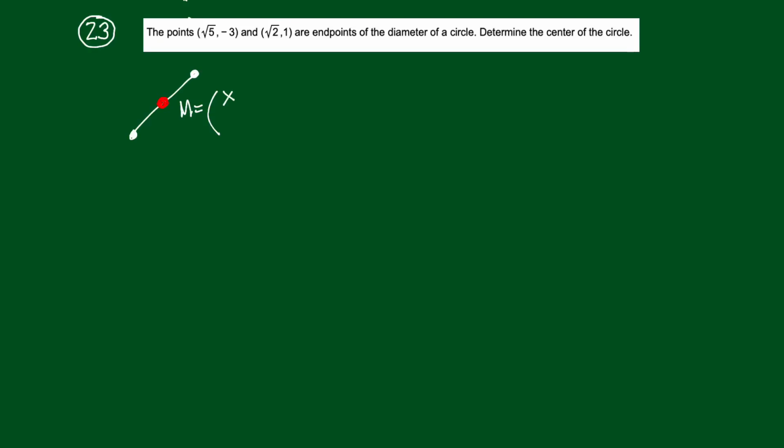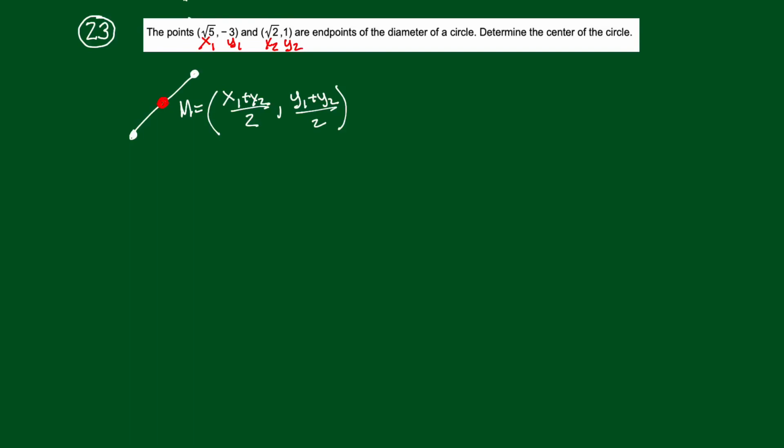Here's what we get. It's x1 plus x2 over 2, right? The average of the x values. And then the same with the y, y1 plus y2 over 2. And here's our x1. Okay, I'll write it up here. The first x I see is that one. The first y I see is that one. The second x is that square root of 2. And the second y is the 1.